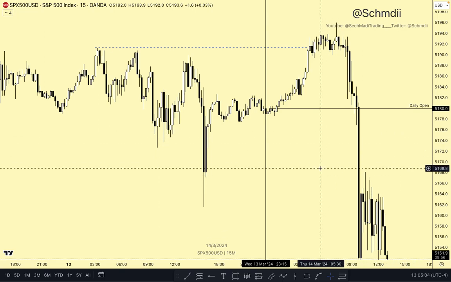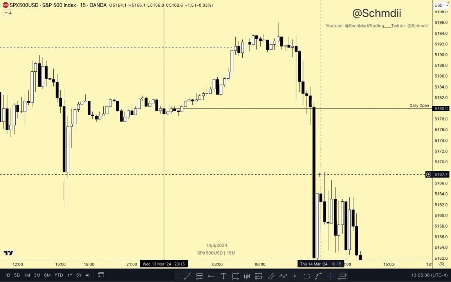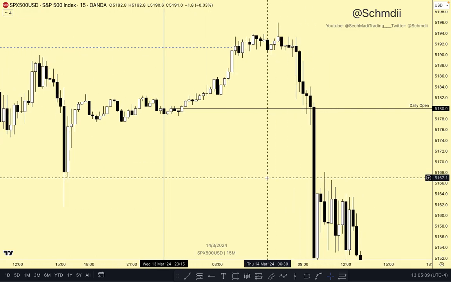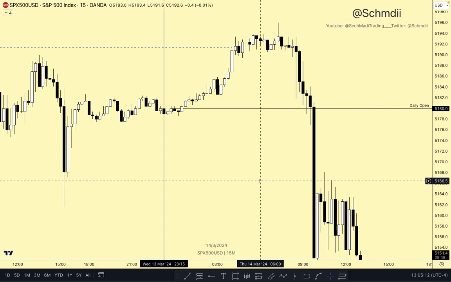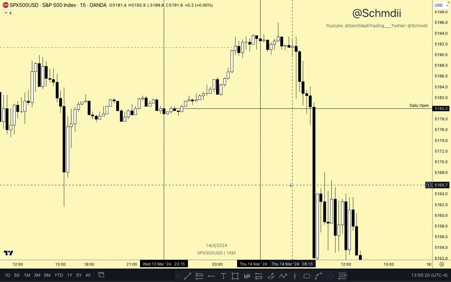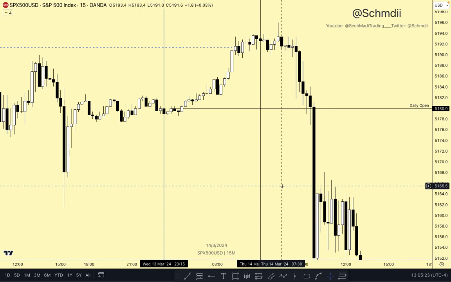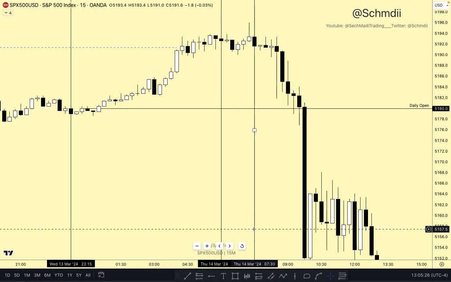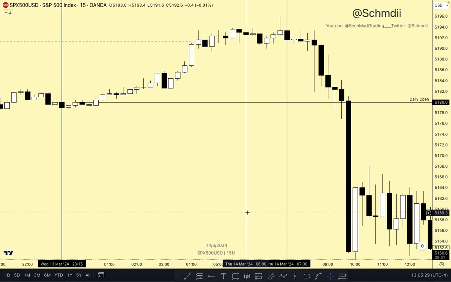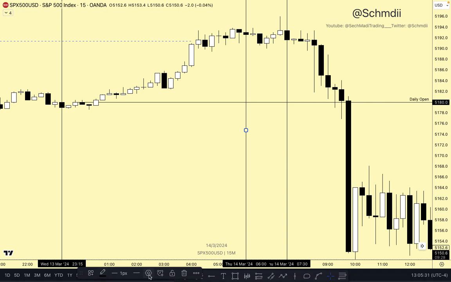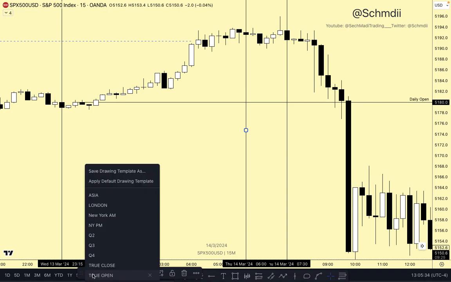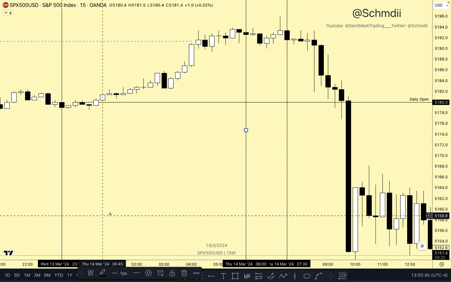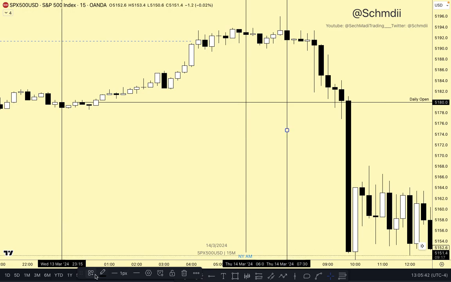So now I'm gonna just start by marking out my quarters for the AM session. So for New York AM, the Q1 will start at 6, then 7:30. Right? Let me just mark it out. Templates, New York AM. That's quarter 2.